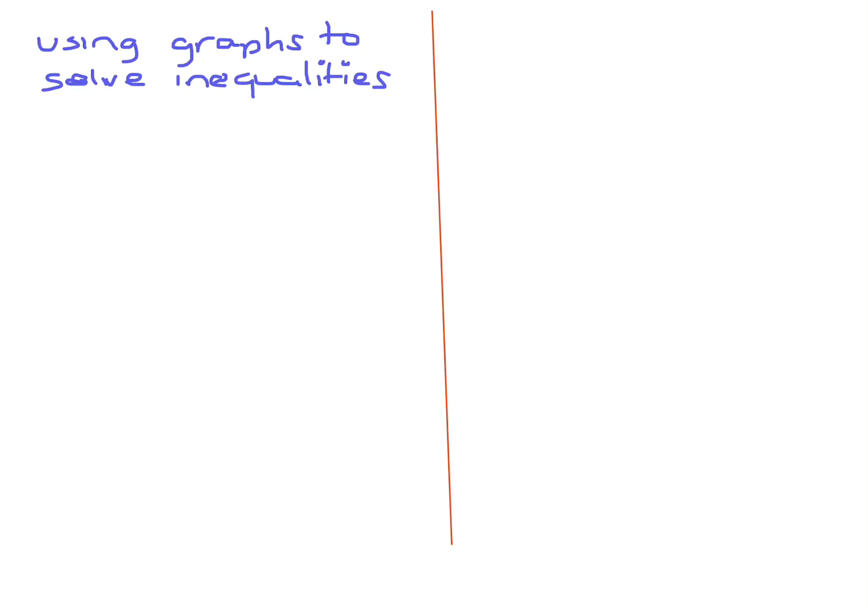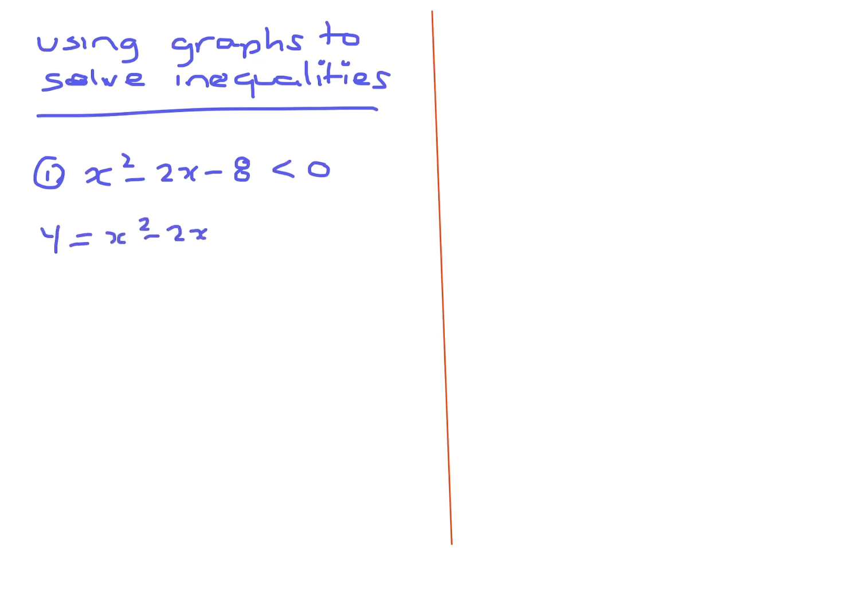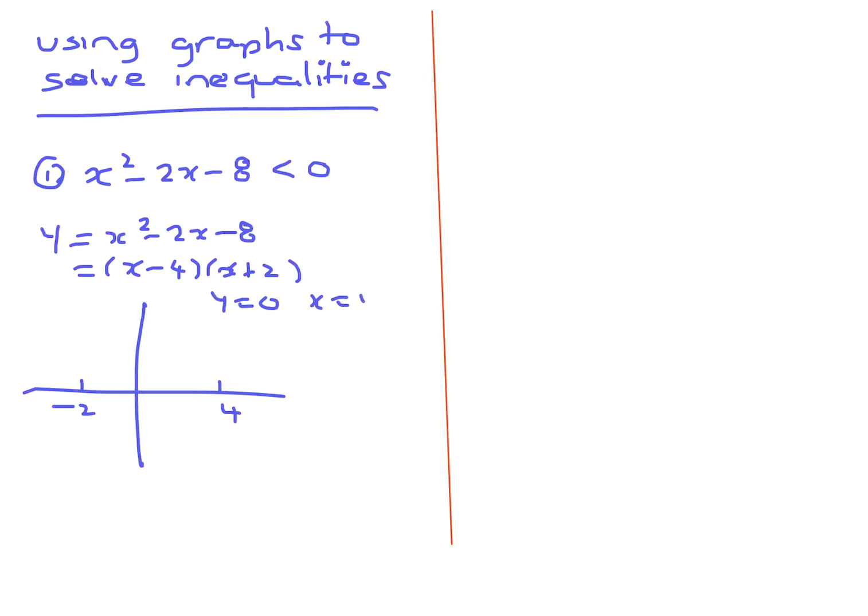Okay, I'm just going to run through using graphs to solve inequalities. So for example, let's say we have x squared minus 2x minus 8 is less than 0. If I sketch x squared minus 2x minus 8, I get (x minus 4)(x plus 2). So it's basically a parabola. Intercepts 4 and minus 2. So when y equals 0, x will equal 4 and minus 2. So it looks like this here.